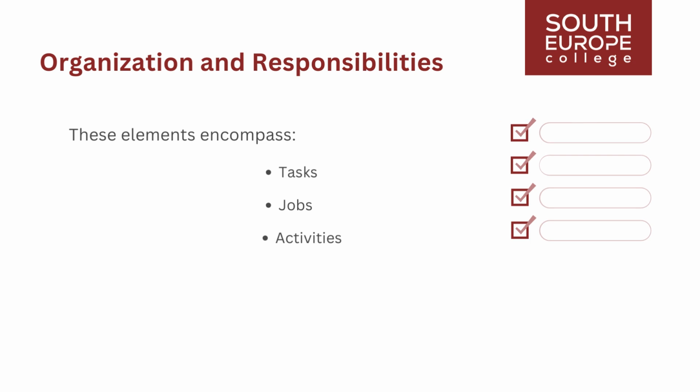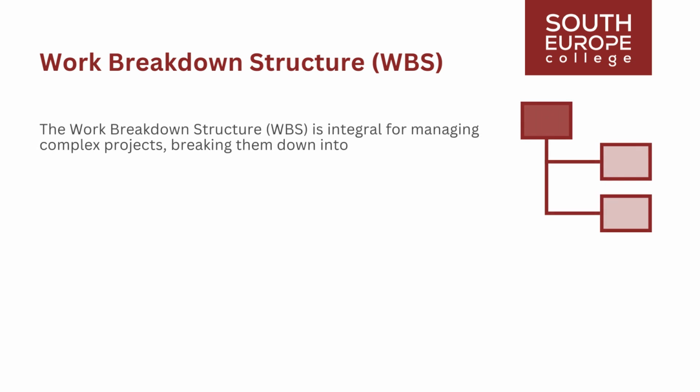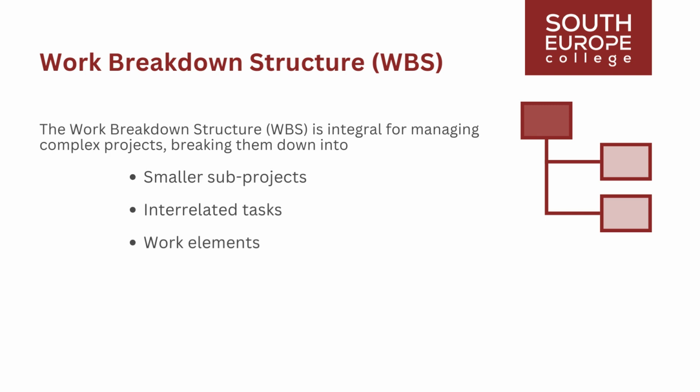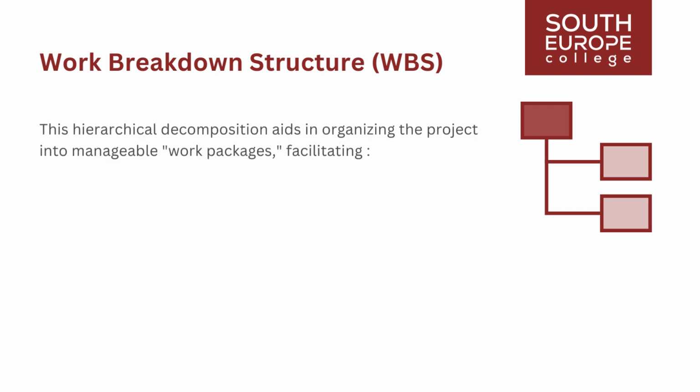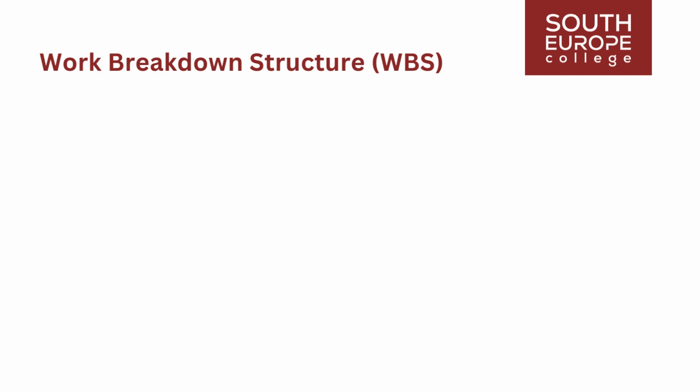For intricate and extensive projects, preventing the oversight or duplication of activities becomes crucial. A systematic procedure known as the Work Breakdown Structure, WBS, ensures clarity and avoids missing tasks. The Work Breakdown Structure, WBS, is integral for managing complex projects, breaking them down into smaller subprojects, interrelated tasks, and work elements. This hierarchical decomposition aids in organizing the project into manageable work packages, facilitating project schedules, cost estimates, and task responsibilities assignments. The WBS creation begins by dividing the total project into major categories.